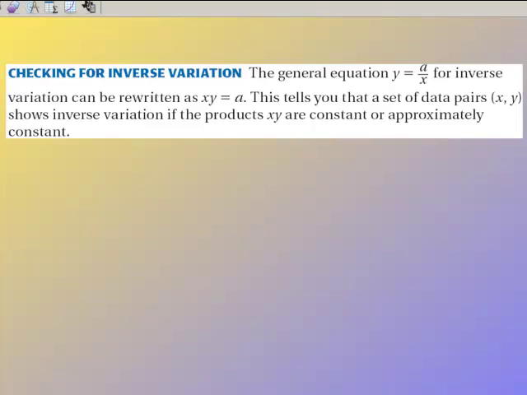So we can check for inverse variation if we're given a set of data. If we write it as x times y, it should equal our constant of variation or come close to it. If we're dealing with real-world data, it may not be exactly the same number, but it'd be fairly close. But if this is the case, then we know we have inverse variation in hand.